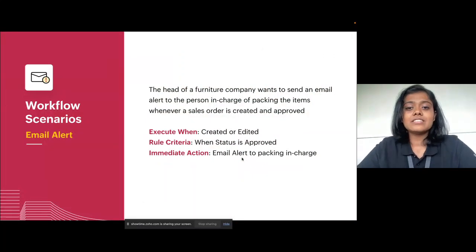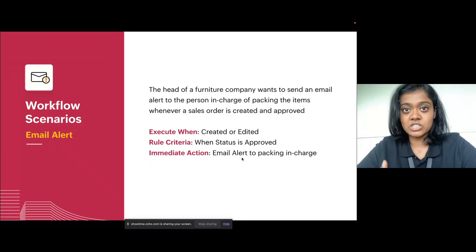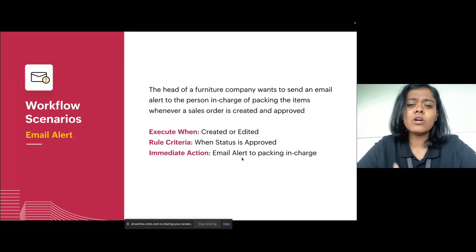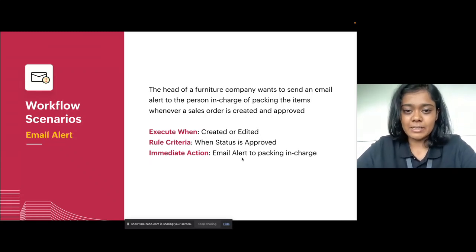So initially, let's assume I own a furniture company. I want my packing in charge, the person who is in charge of packing all my items which come in for a sales order, to receive an alert email saying that a sales order has been created in inventory and it has been approved. So I want this to occur automatically in Zoho Inventory. Let's see how this can be set up.